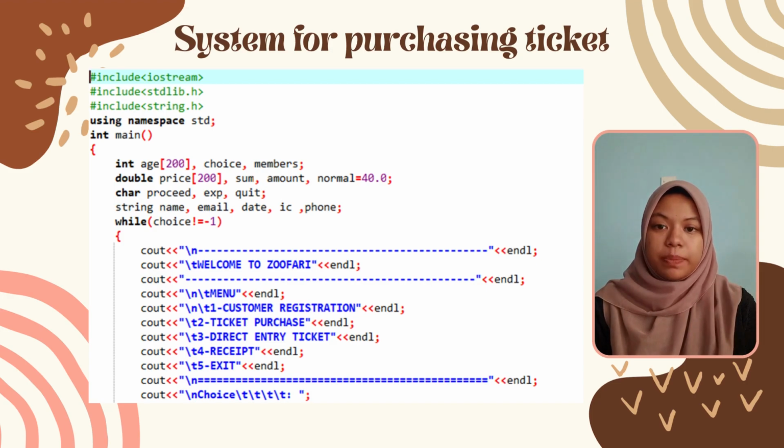So we have used C++ to create our system for booking the entrance tickets to the zoo. For this system, we use #include iostream, #include stdlib.h, and #include string.h. Then for the variable declaration, we use integer: age with size 200, choice, and member; double: price with size 200, sum, amount, and normal that equals 14. Char: proceed, express, quick; string: name, email, date, IC, and phone. And the condition is y not equal to -1.